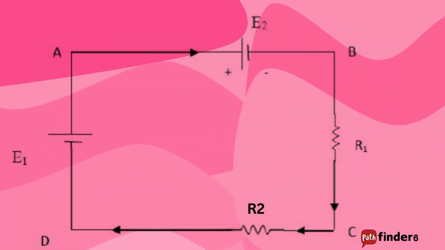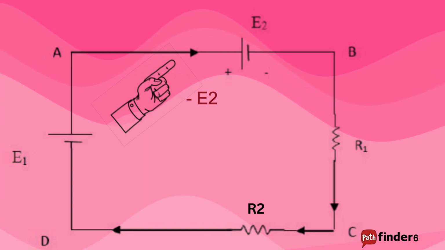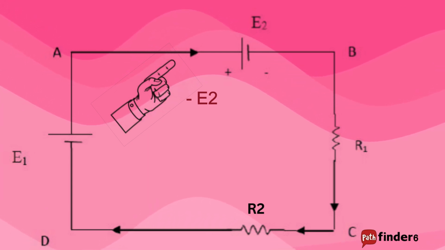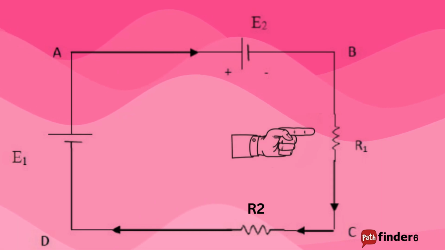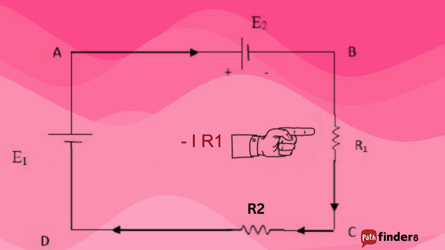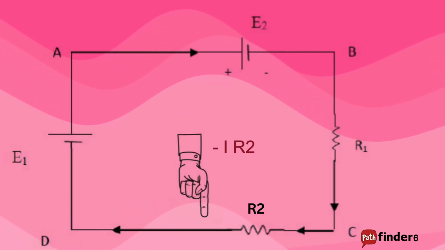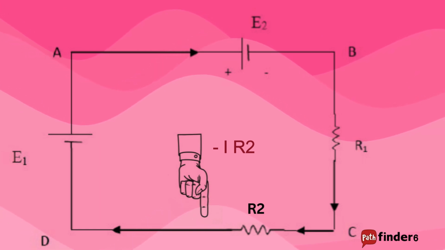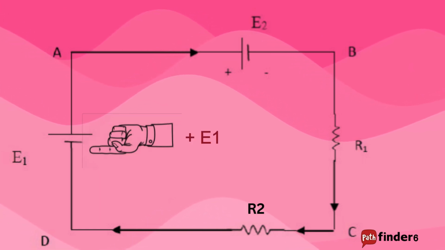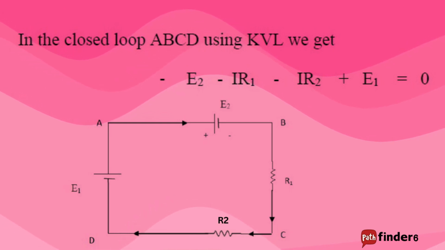For a loop ABCDA, the loop starts from A to B. Here the loop direction is from high potential to low potential, so the sign convention is negative. Again, from B to C, loop direction and current direction are the same, so the sign convention is negative. From C to D, also loop direction and current direction are the same, so the sign convention is negative. From D to A, loop direction is from low potential to high potential, so the sign convention is positive. So we can write minus E2 minus IR1 minus IR2 plus E1 is equal to 0.